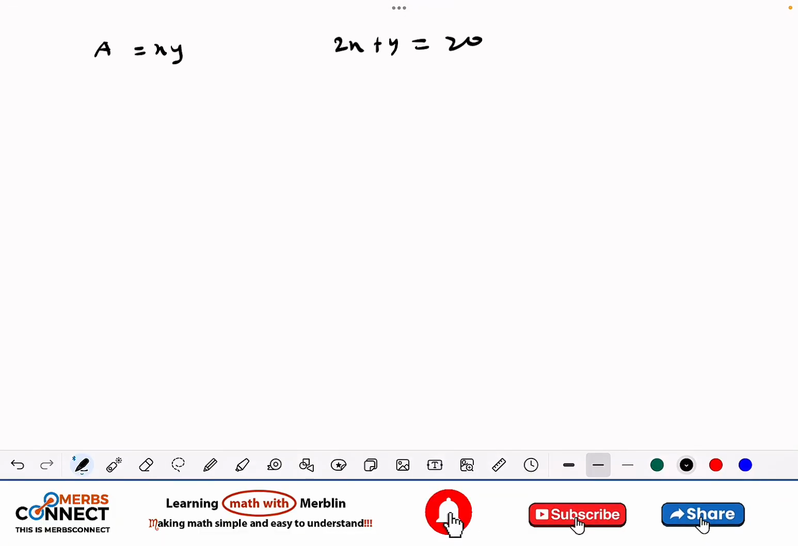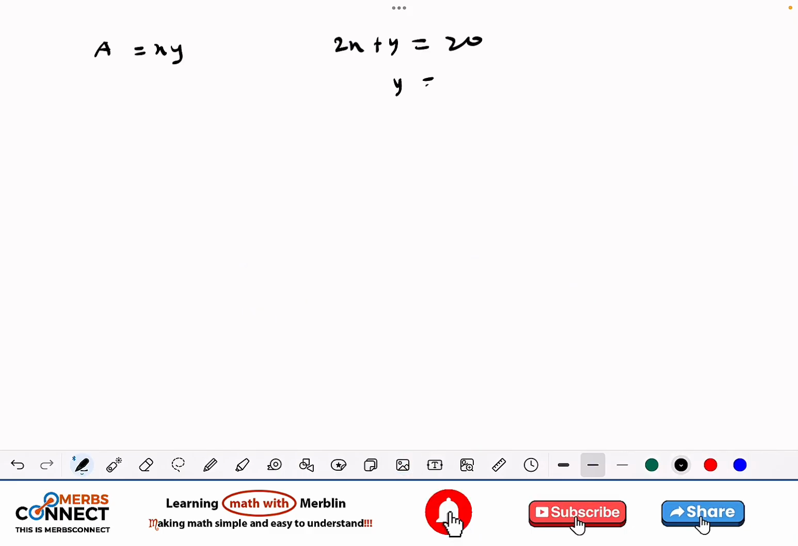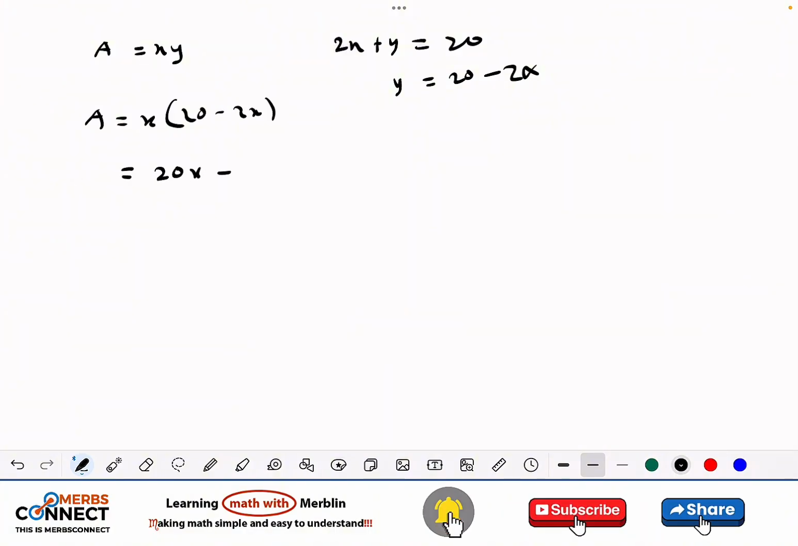So what you can do is, let's make y the subject. So y will be equal to 20 minus 2x. Let's plug it inside the area. This is going to be x(20 minus 2x), so this is going to be 20x minus 2x squared. So this is the area.